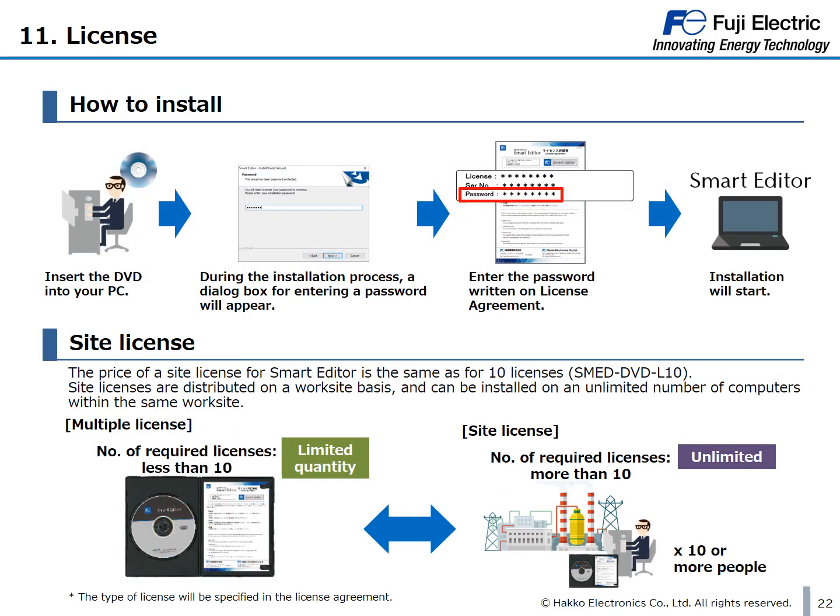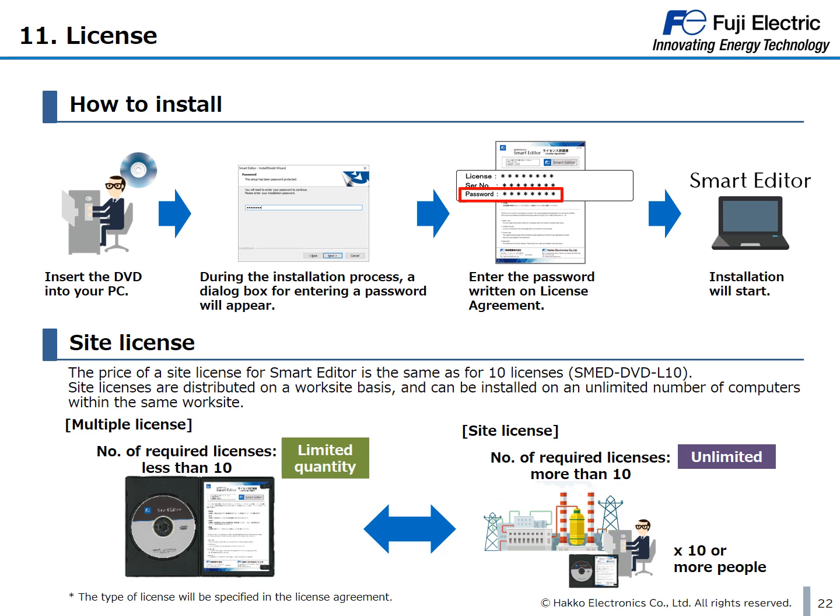When installing Smart Editor on a PC for the first time, a dialog box will appear during the installation process asking you to enter a password. Installation will proceed by entering the password written in the license agreement packaged in the purchase license. Please note that you cannot upgrade from VSFT. Purchasing a license is required.